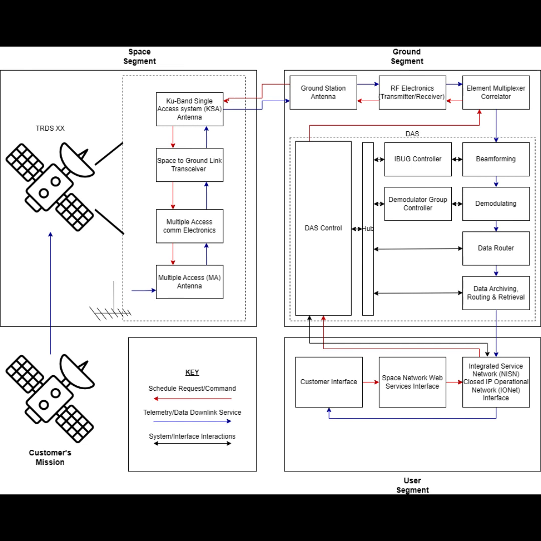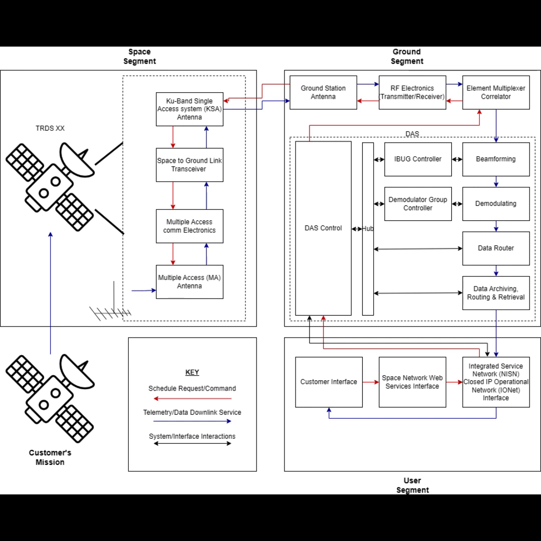The black one being the system interface interactions, the blue being the telemetry or the downlink service, and the red being the schedule request. So the data comes in from the customer mission, and then the TDRS will relay it to the ground system, and then the ground system will process it and send it to the DAS, and then the DAS will do its processing, beamforming, demodulating, and then it will send it to the data routers, and then eventually the data archive and routing retrieval.